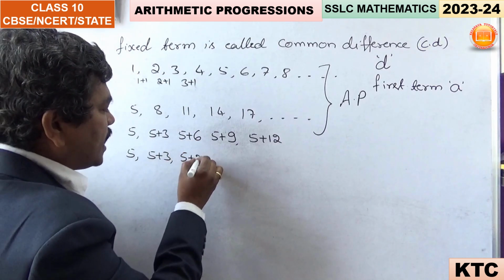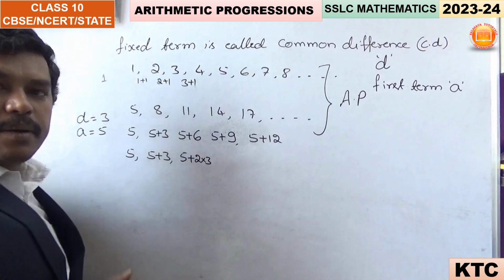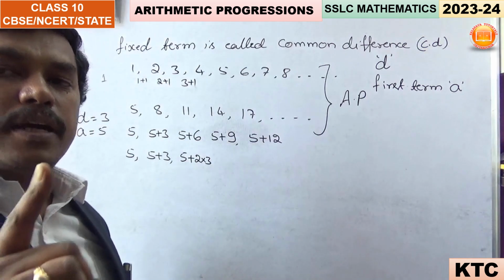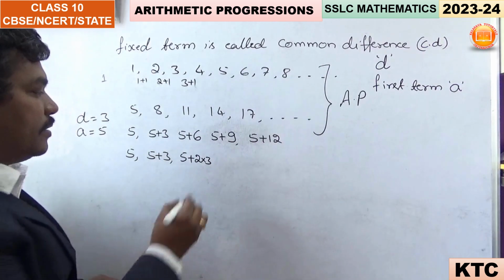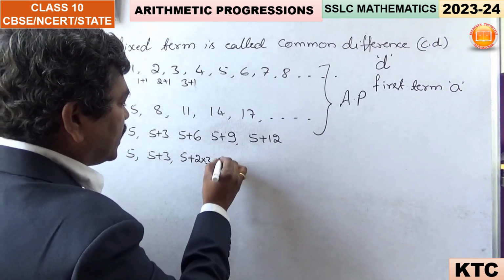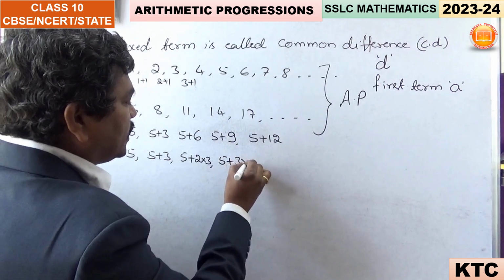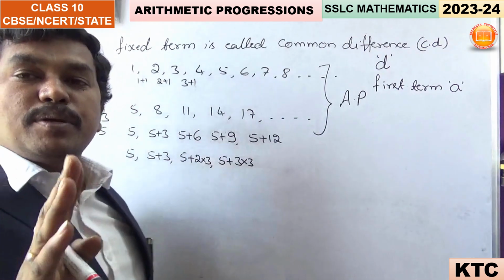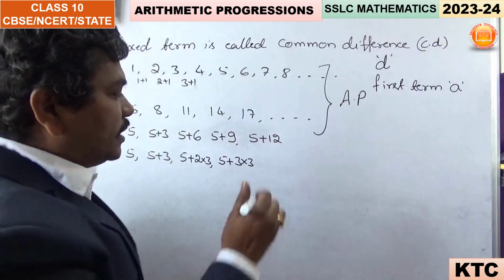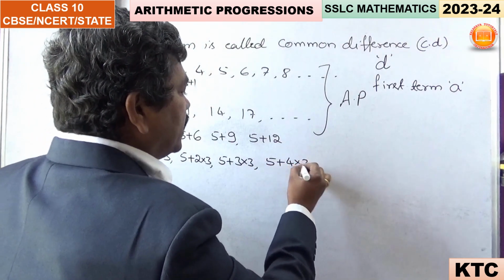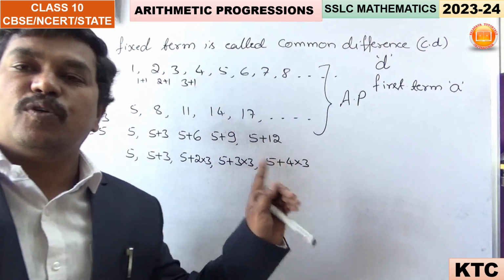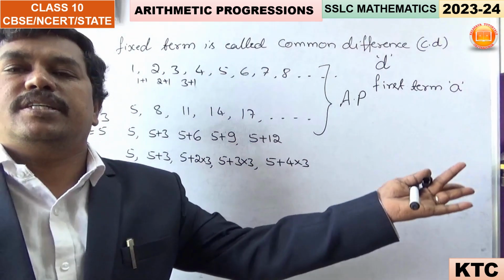This can be written as 2 into 3. That means 2 times the d, that is the fixed term. 2 times the fixed term. Here we write this as 5 plus 3 into 3. That means the fixed term is added 3 times. Then we write this as 5 plus 4 into 3. That means the fixed term is added 4 times. And then I also continue the series.